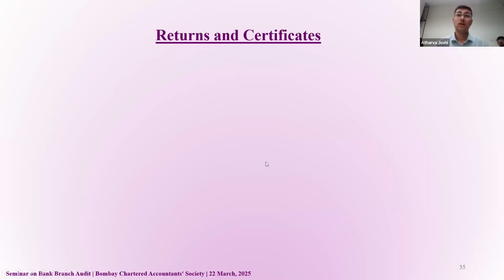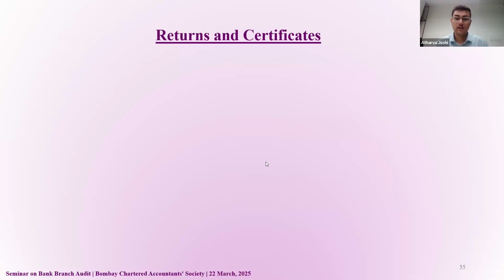So now starting with returns and certificates. Statutory branch auditors are required to sign various returns and certificates apart from their audit report and financial statements of the branch. These returns and certificates are not an additional compliance, just like the long form audit report, but they are the prescribed formats of each bank in which different aspects of the bank, like the general ledger, balance sheet and profit and loss accounts, are covered.